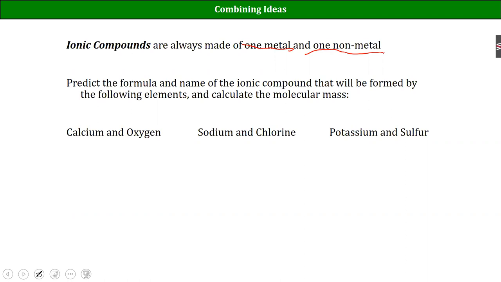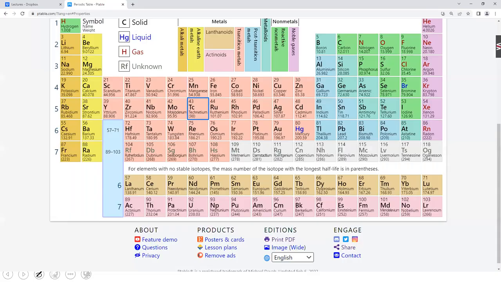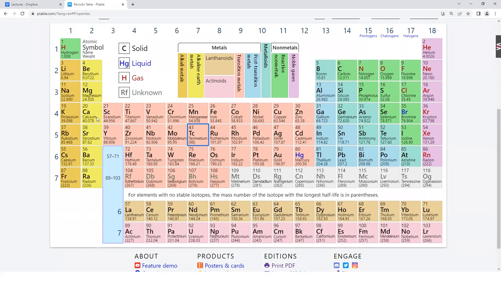So what's the charge on a stable calcium? Anybody have their periodic table? It's going to be plus two, right? It's in the second column of the periodic table, with two valence electrons. So when it's an ion, it will always be plus two. And oxygen's over here in column 16, so its most stable charge is minus two.